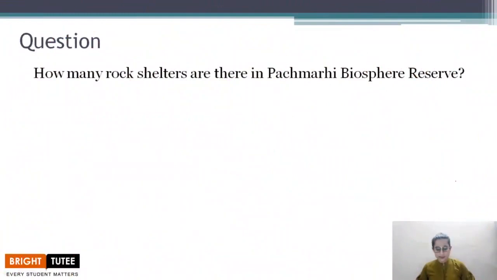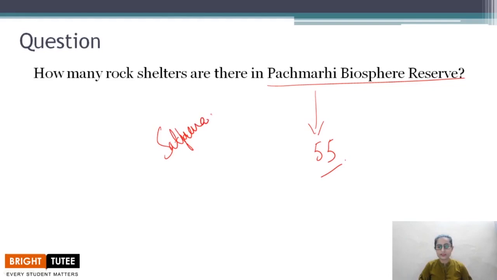Hello students. So the first question is, how many rock shelters are there in Panchmadi Biosphere Reserve? We have discussed that there are 55 rock shelters present in Panchmadi Biosphere Reserve and especially in the Satpura National Park. Right? In Satpura National Park also we have seen rock shelters where human figures have been drawn, in which animals or humans are dancing, hunting, poaching, right? These activities have been drawn and these are known as rock shelters.